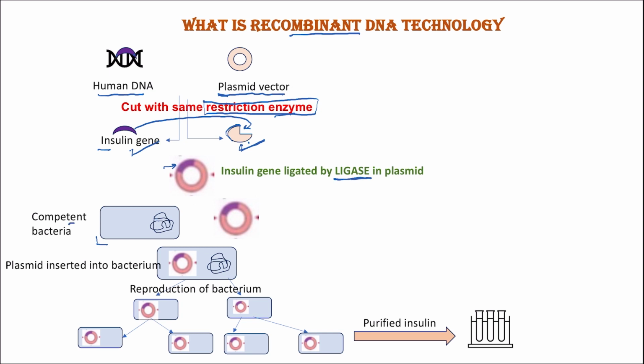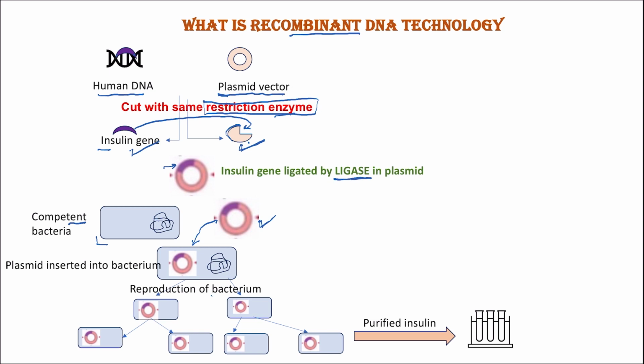Now, this is called a competent bacteria, and we have our DNA in the plasmid, so what we will need to do is to introduce this plasmid into this competent bacteria. Okay, once this plasmid is inserted into this bacteria, what next? Next is we will allow this bacteria to reproduce.